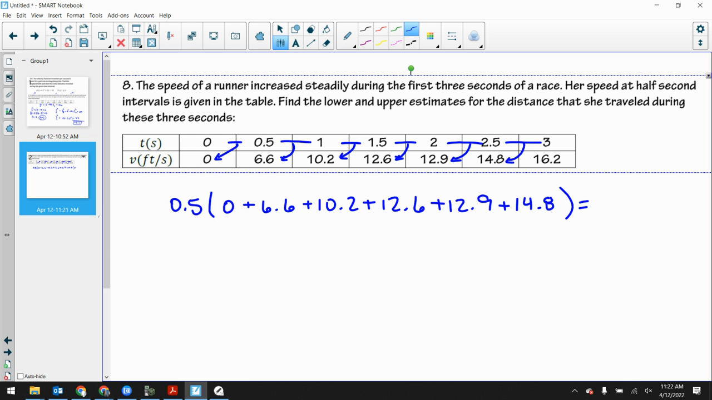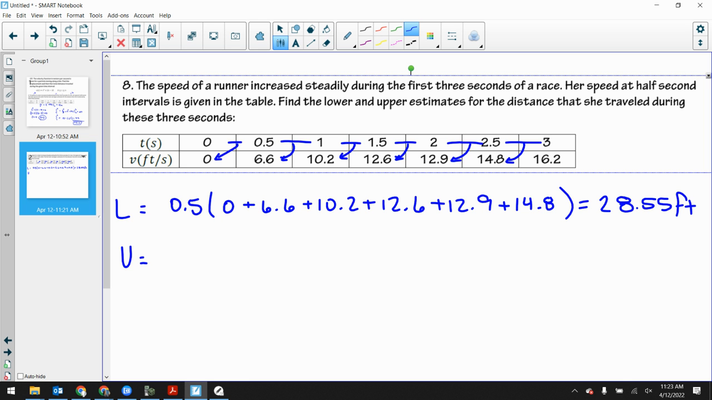And for the sake of time, that calculation is 28.55. Total distance traveled, am I given any units? Feet. Okay, that's my lower estimate.